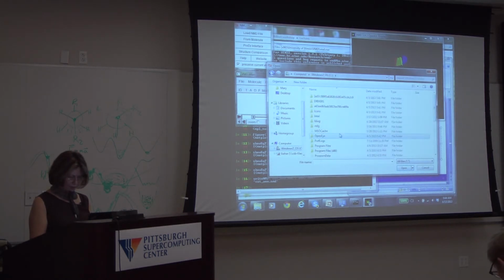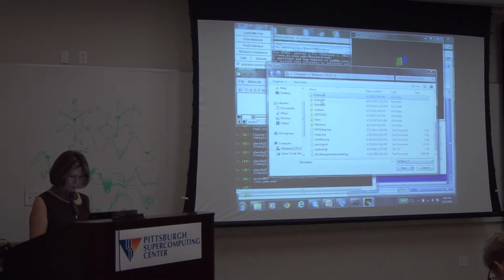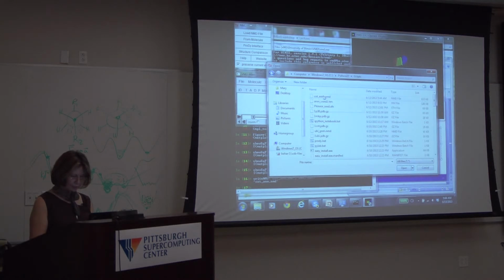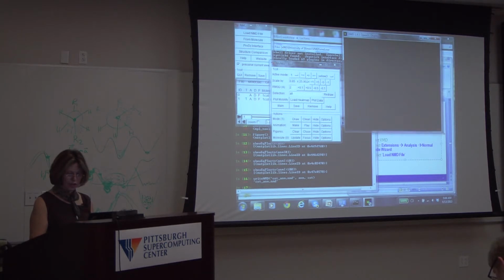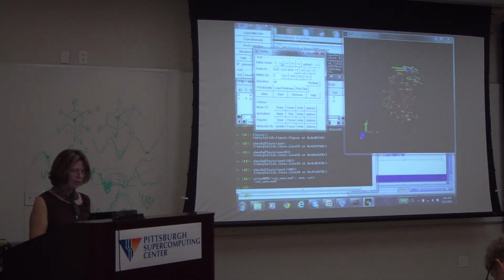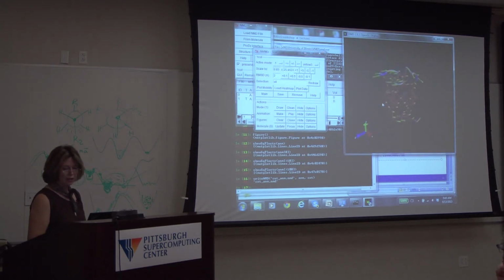Let me see. So we already have the structure now. In the NMWiz box, we are now viewing mode 1, and this is the molecule in mode 1. We have an idea of the motion it takes. You can view the animation in mode 1. What's the type of motion we are talking about?